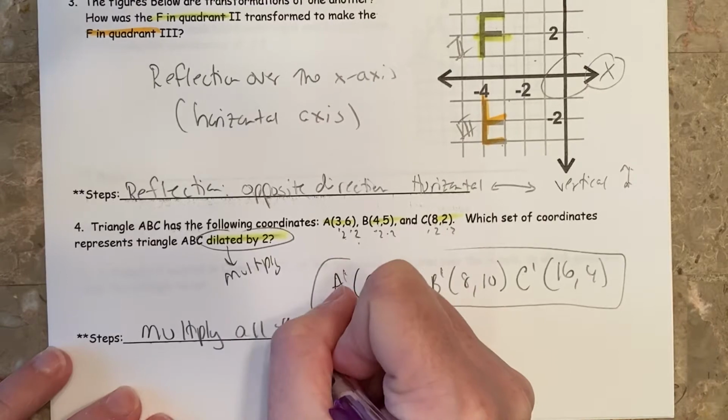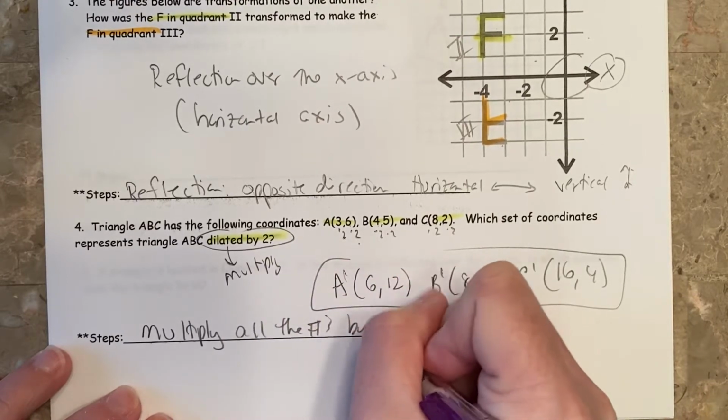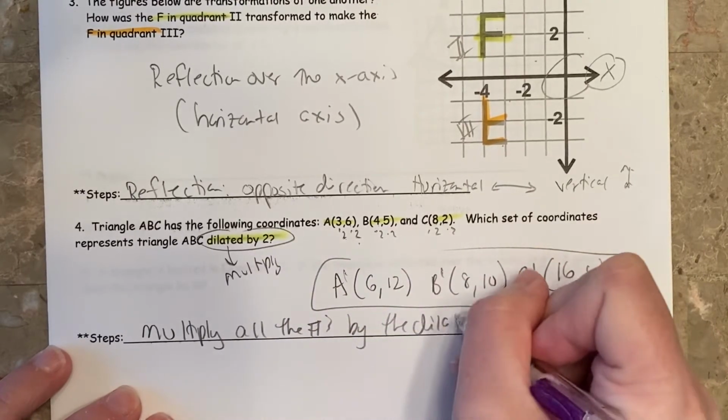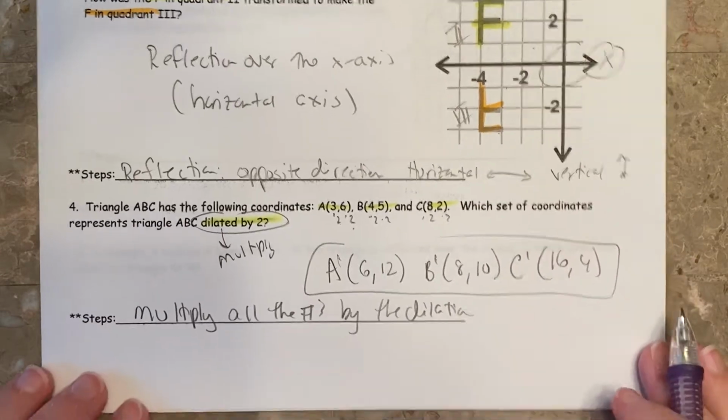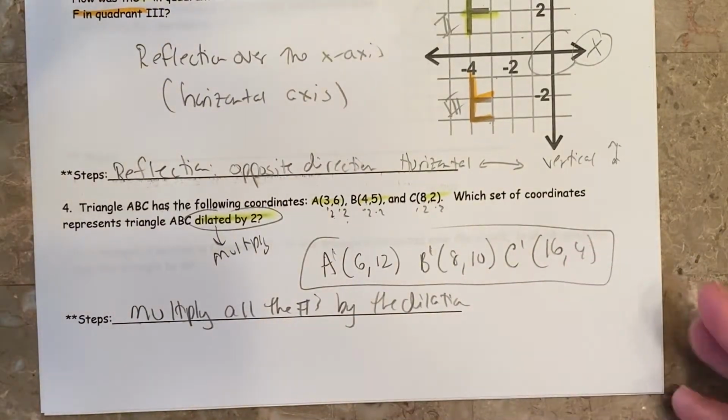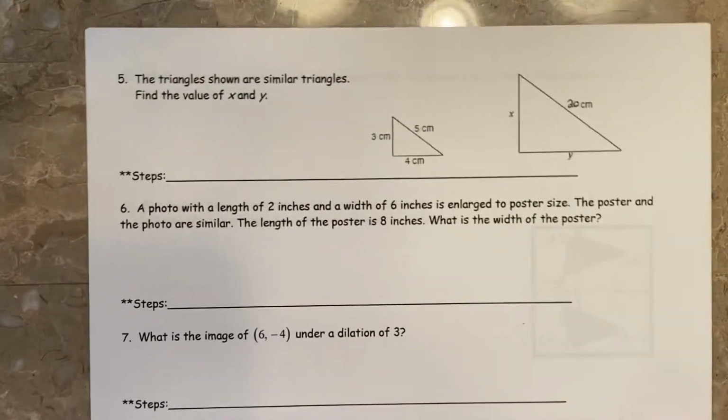Multiply all the numbers by the dilation. No matter what the dilation is, remember it's also called the scale factor. That's what you multiply by. All right, next page. Number 5.